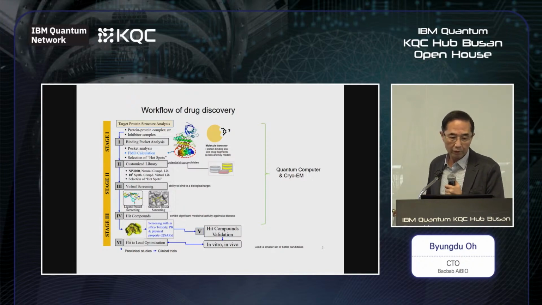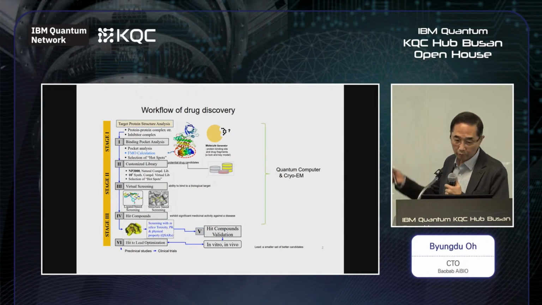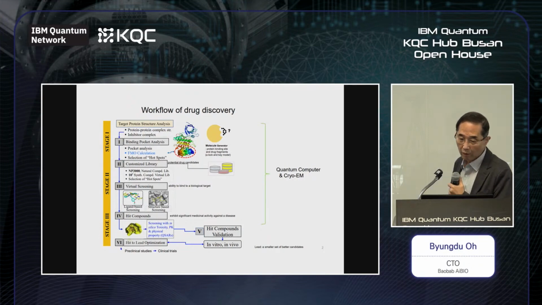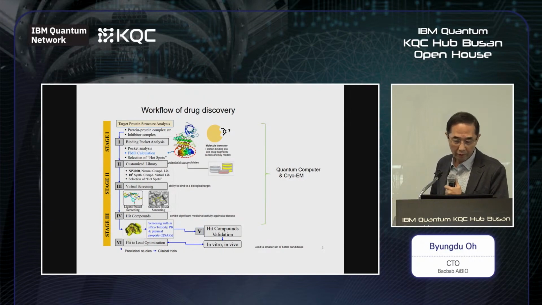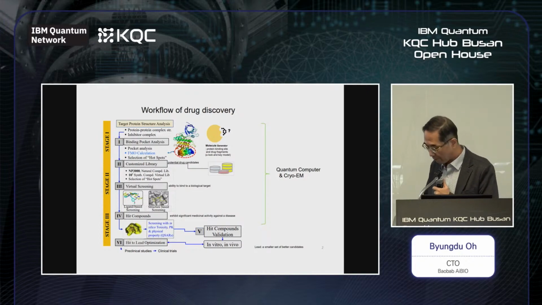So before preclinical and clinical studies, we need to do many steps in drug discovery. In every step, the quantum computer can be used. And also cryo-EM, which is Baobab's very recent new machine, can do protein structure analysis very well.